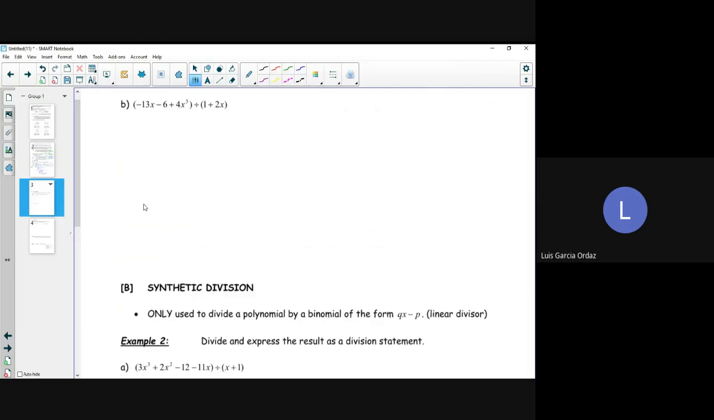Tedious and boring. Okay, we have the time, so we'll do this next one. First of all, is this divisor in order? No. How should it be written? 2x plus 1. And we have our dividend, what would the order be?